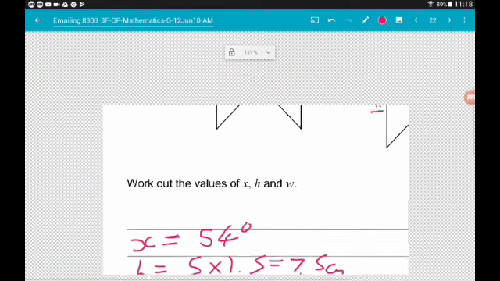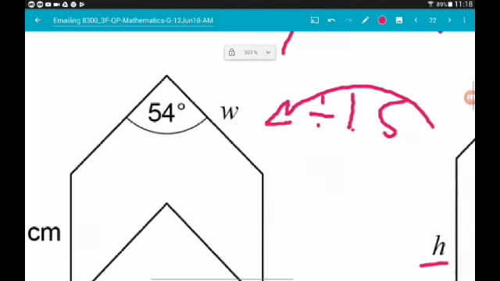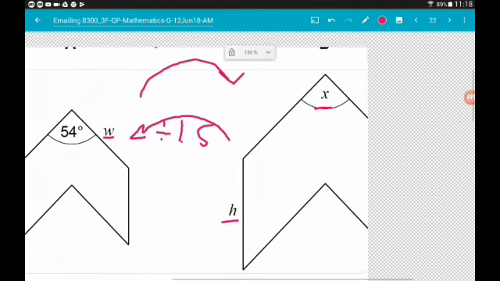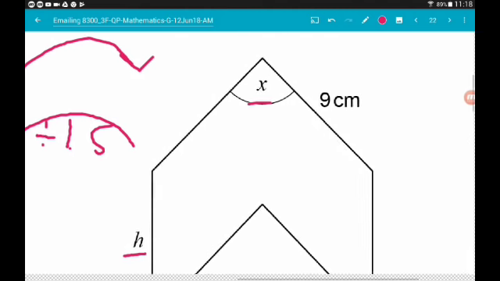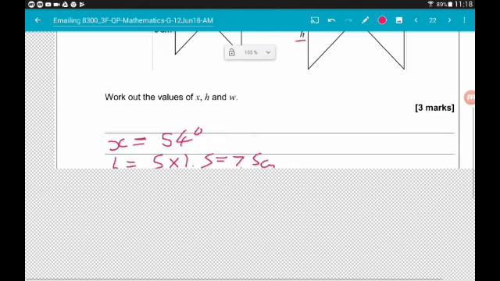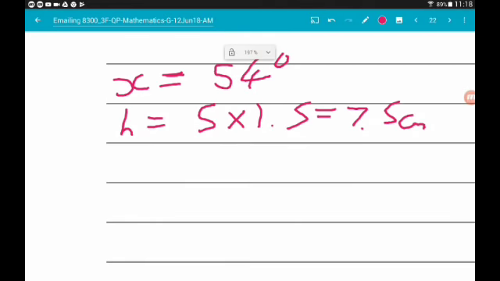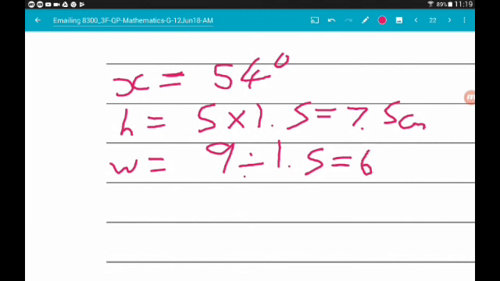centimetres, and then W is this length here. Now, on shape B, the corresponding length is 9 centimetres. So, W is 9 divided by 1.5, which is equal to 6 centimetres. Cool.